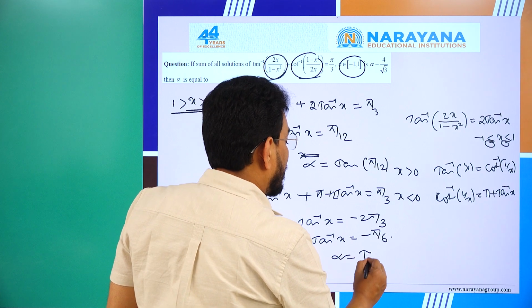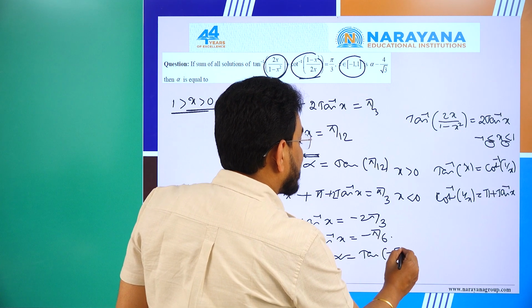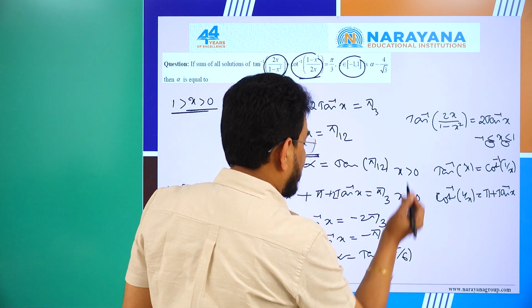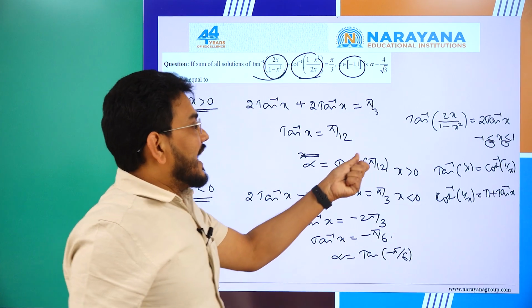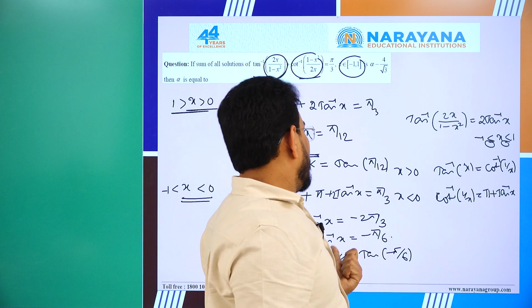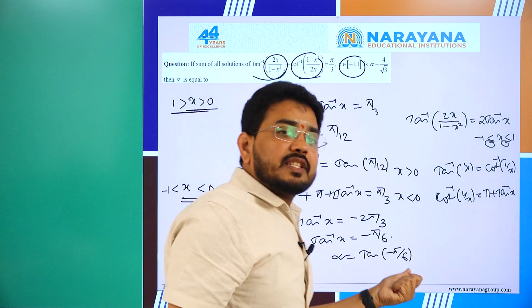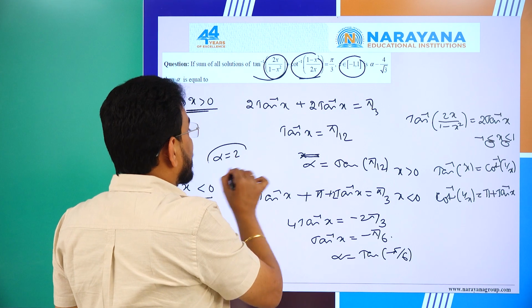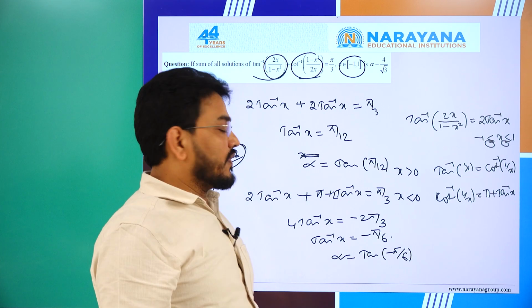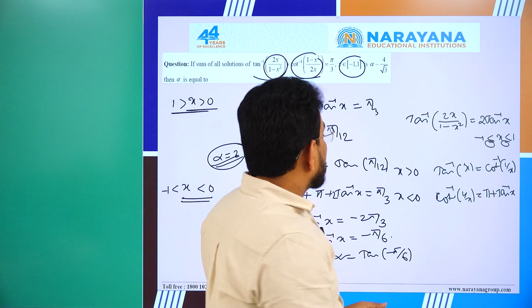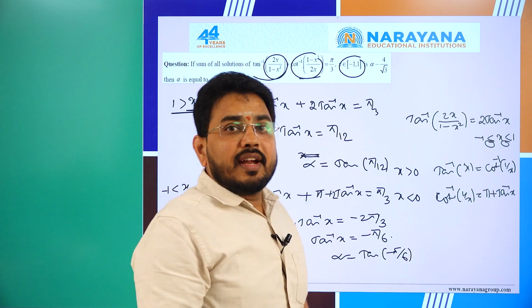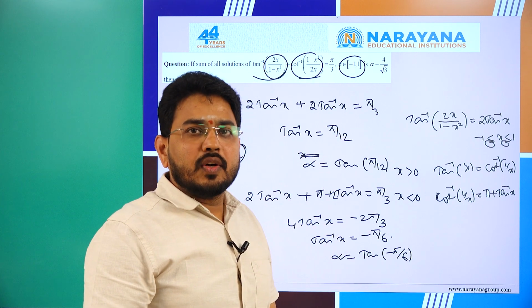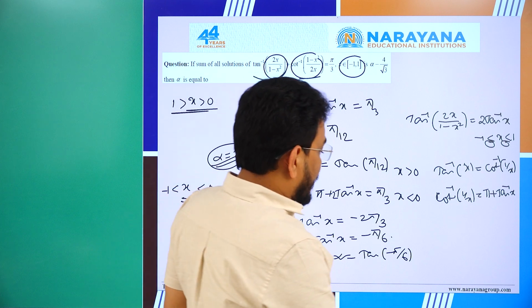Alpha is equal to tan of minus pi by 6. So you know the tan pi by 12 value, and you know the tan of minus pi by 6 value. From there you will be getting alpha, which is equal to minus 1 by root 3, and you can write this value also. Okay. Moving to the next question.